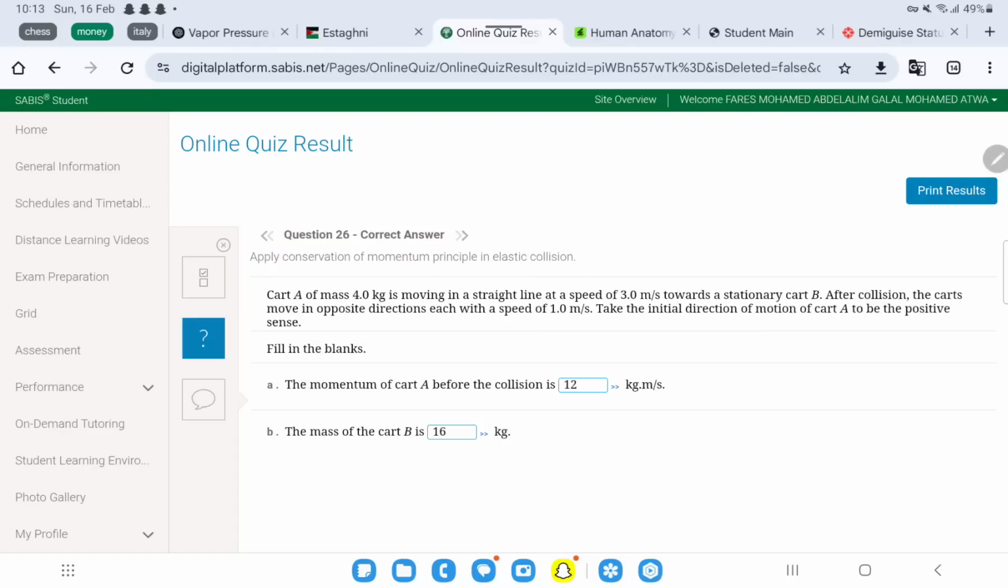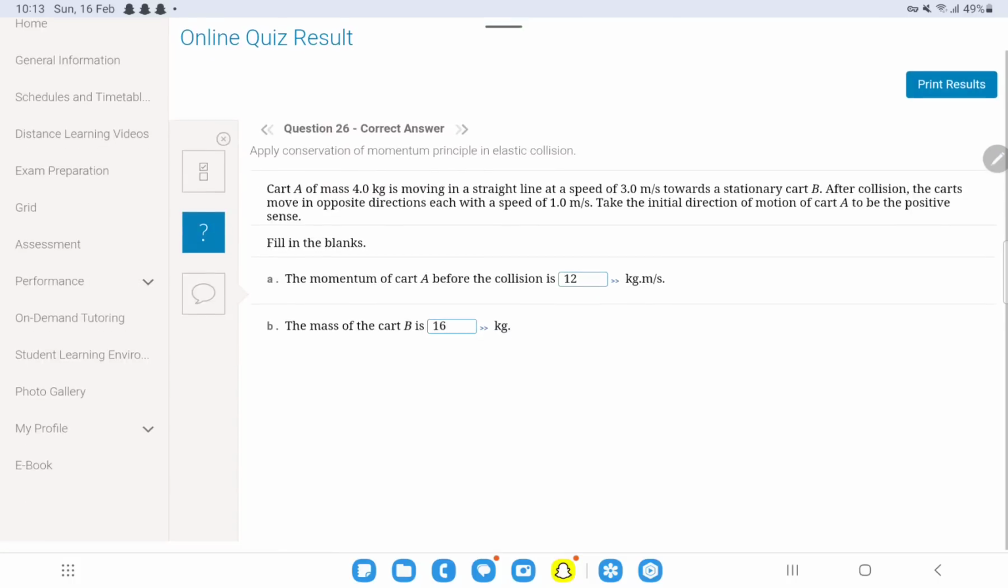A cart A of mass 4 kilograms is moving in a straight line at speed 3 meters per second towards a stationary cart B. So cart A has mass 4 and speed 3. Stationary cart B, they didn't give us speed, stationary, so it's at rest, 0, and they didn't give us the mass, so they want the mass.